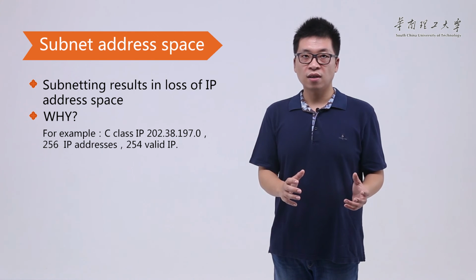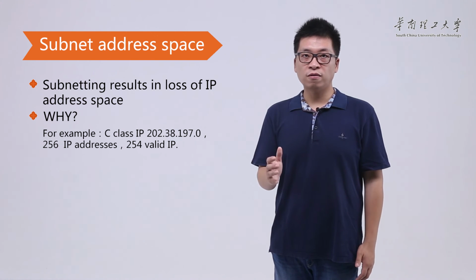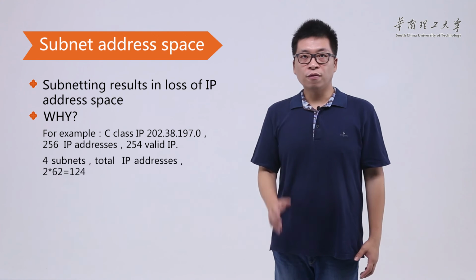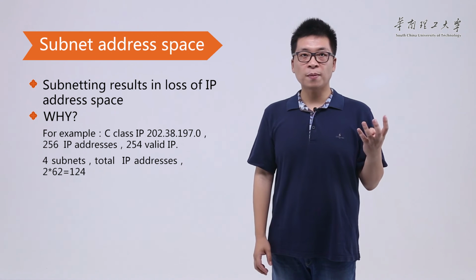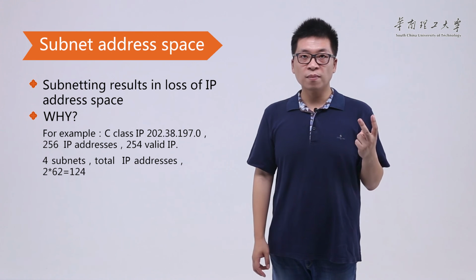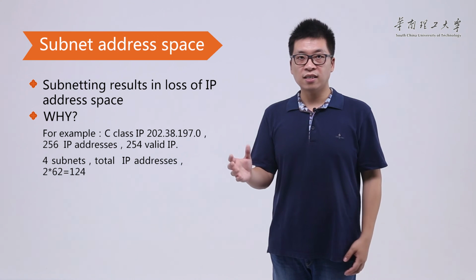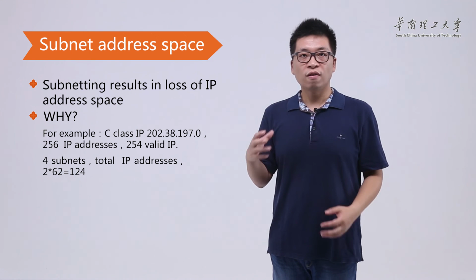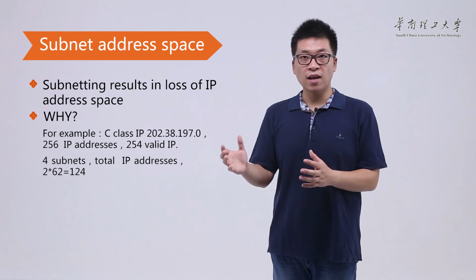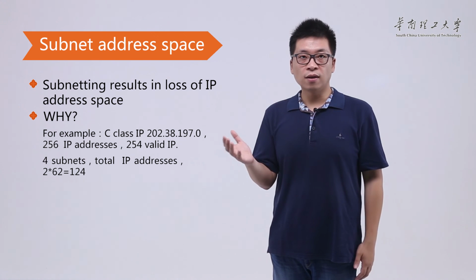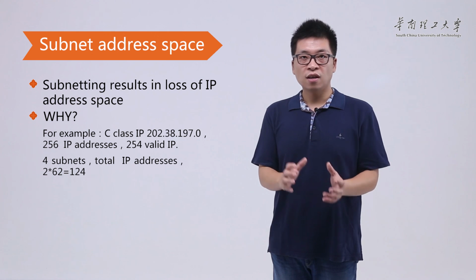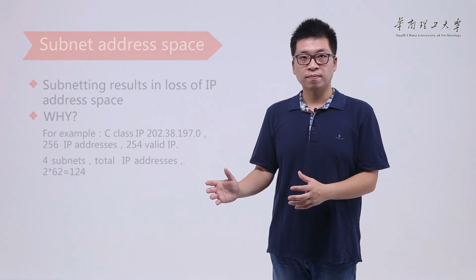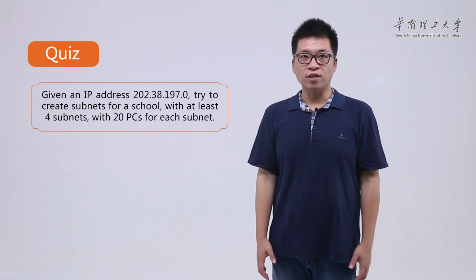256 IP addresses, among which 254 are valid IP. If we borrow 2 bits from the host part, we can have 4 subnet IDs, and only 2 subnets are valid. Each subnet can provide 62 valid IP, which has been explained previously. Totally, we have 2 by 62, that is 124 IP addresses.